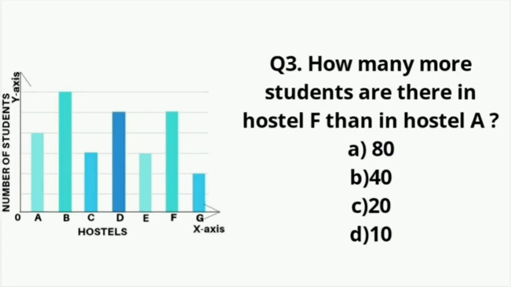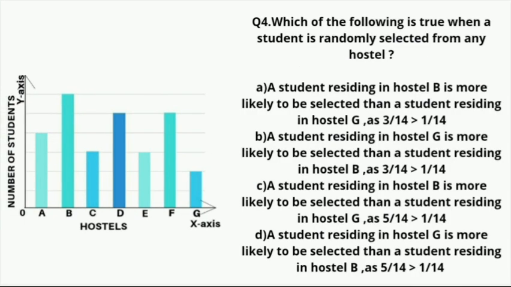How many more students are there in hostel F than in hostel A? Again, one thing to be made clear is that all questions are in relation to the questions we are doing previously. So if you have the solution for question 1, that is the scale, everything becomes easy. Next question is, which of the following is true when a student is randomly selected from any hostel?